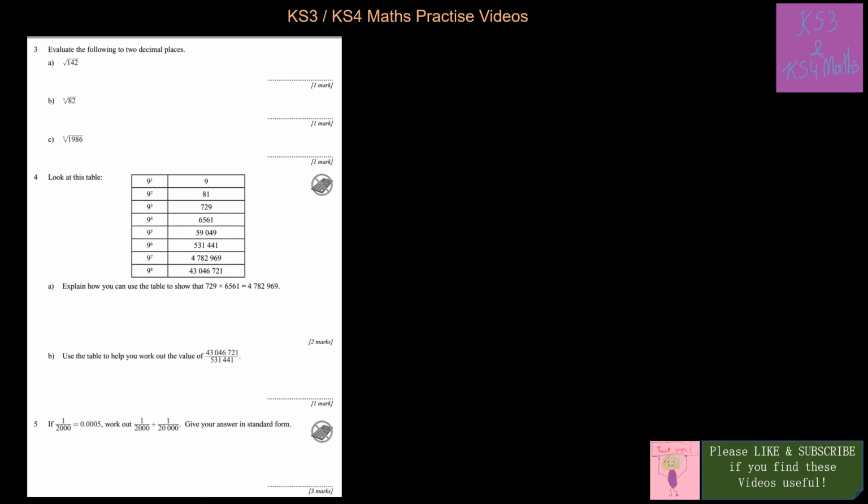So they are asking what is the square root of 142. I'm going to type in 142 and square root, and I will get an answer which is 11.916375 and so on. So I have to say correct up to 2 decimal places. So my answer is 11.92.